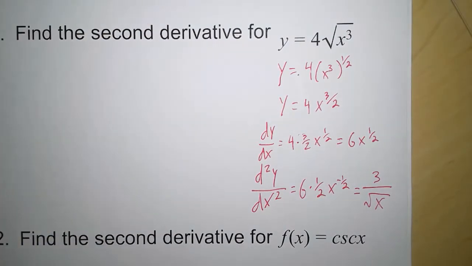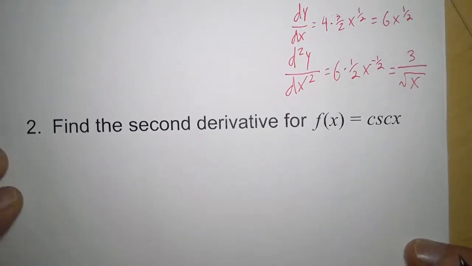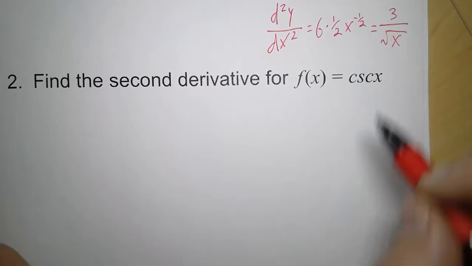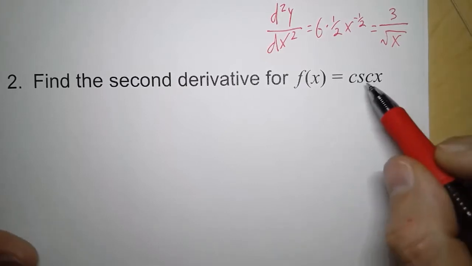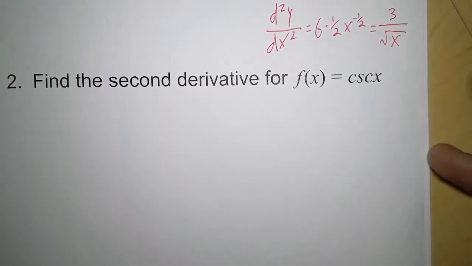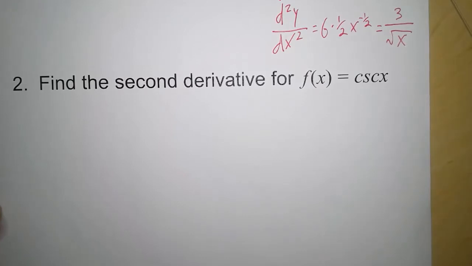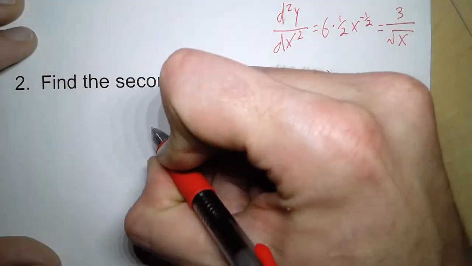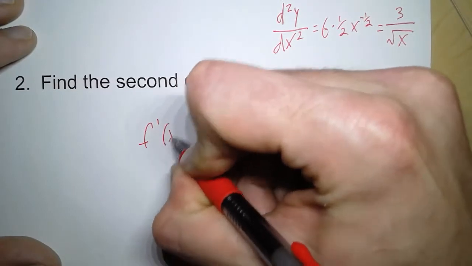So let's move on to number 2. Here we've got cosecant of x is our function, f of x, and so we want to find the second derivative of that. Okay, well we have done the derivative of cosecant before. If you want to look that up, that is in one of our previous videos that we did about trigonometry derivatives with quotient rule. And so the derivative is f prime of x.